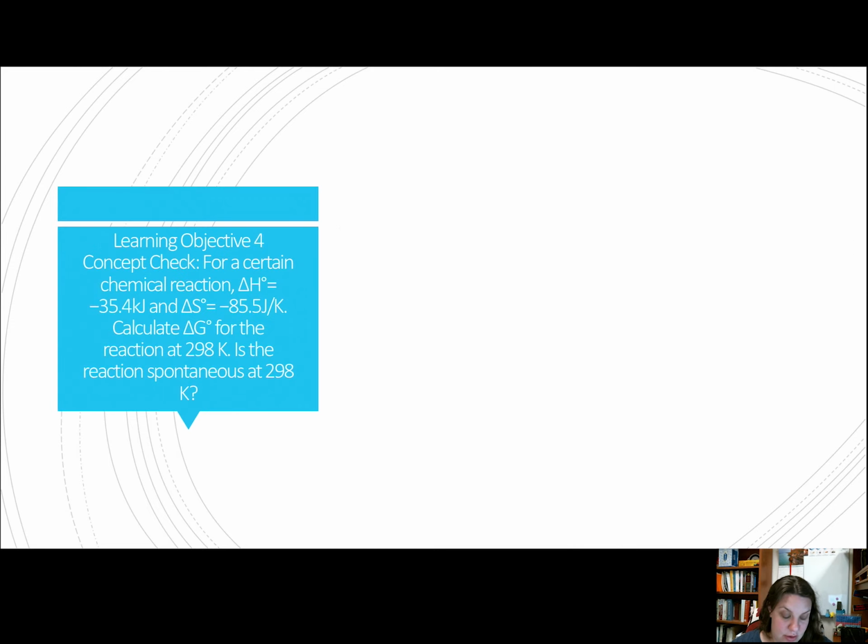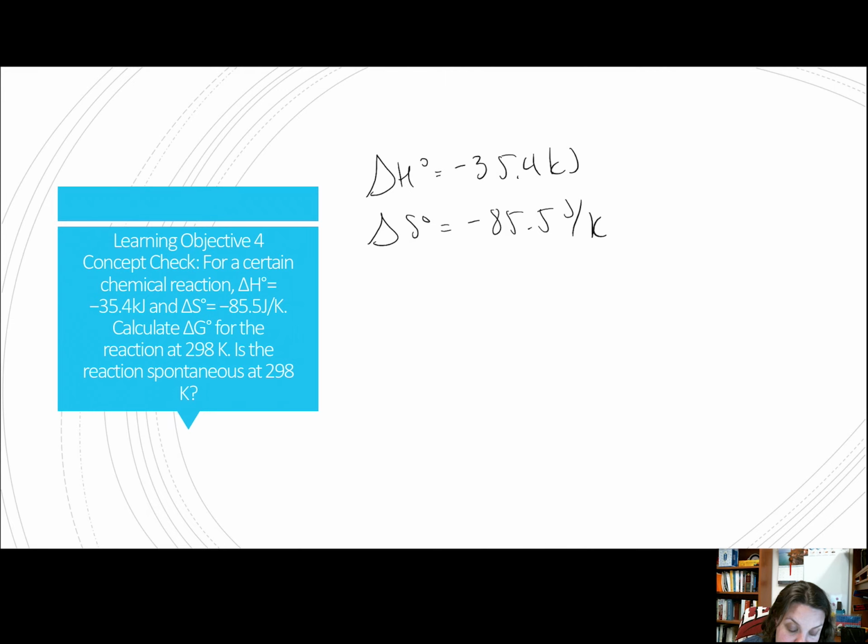Okay, let's look at a reaction where we have a delta H naught equal to negative 35.4 kilojoules, and we have a delta S naught of negative 85.5 joules per Kelvin. First thing you should always do is convert into the same units. So I'm going to convert this into joules. Okay, so now I have everything in the same unit.